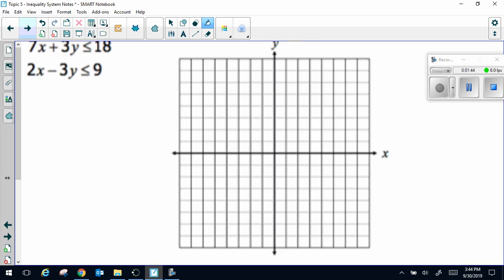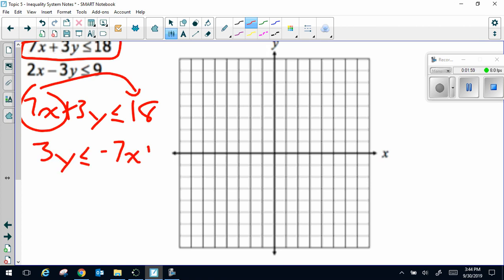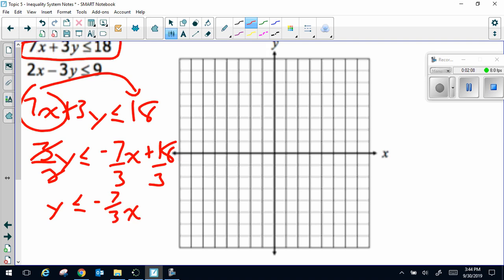Okay, obviously sometimes they're not going to be in slope-intercept form, so you're going to have to put them in slope-intercept form. So let's start with this one. Okay, so take the x and move it. Divide everything by 3. Okay, so we're going to start at 6. So let's go down 7 to the right 3.